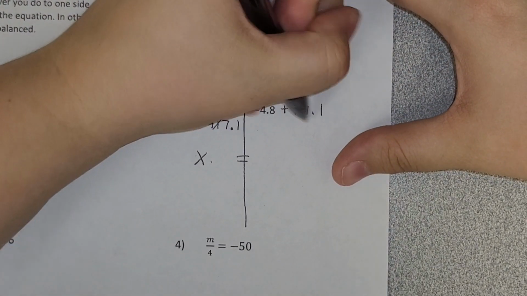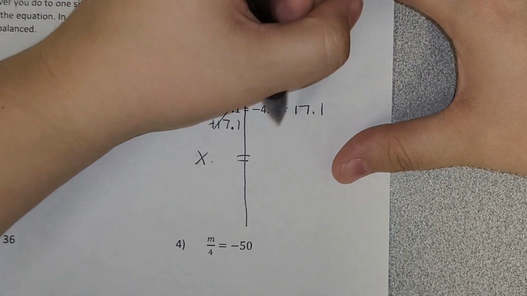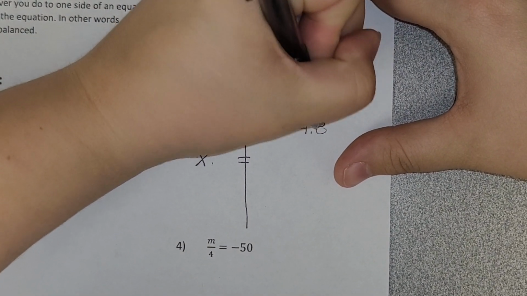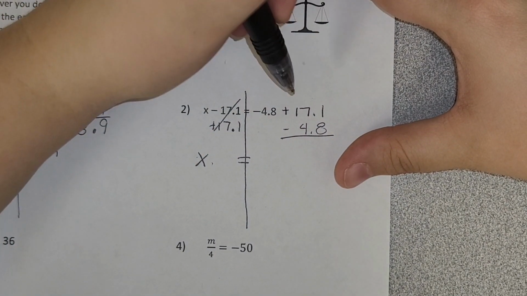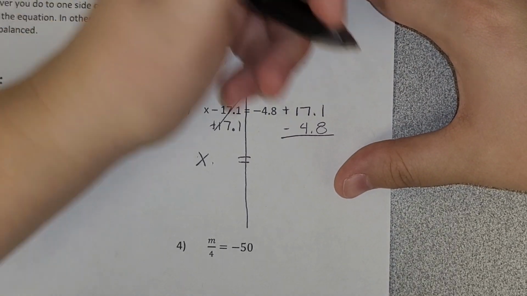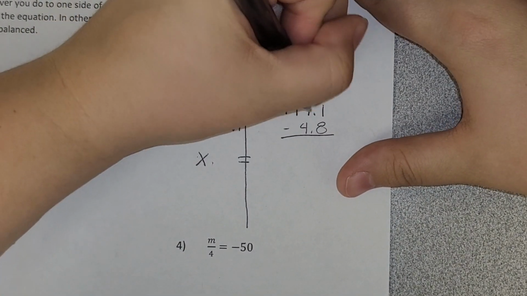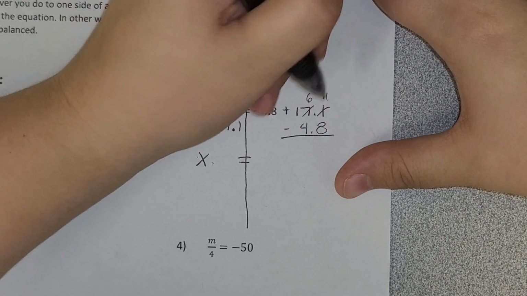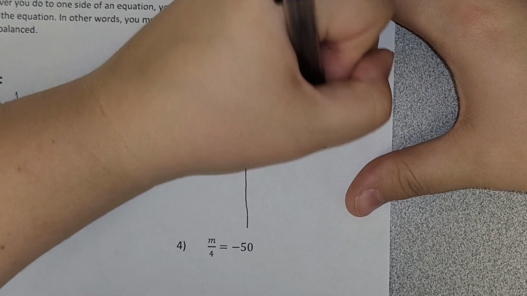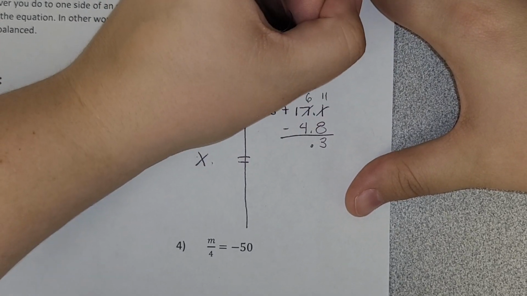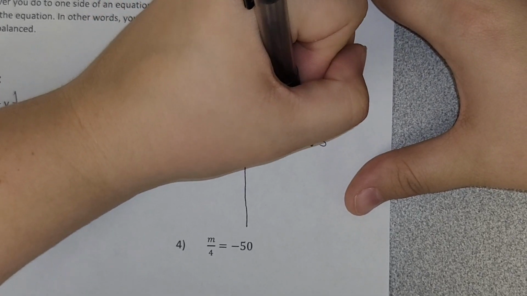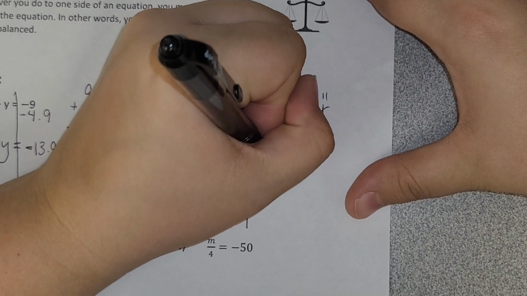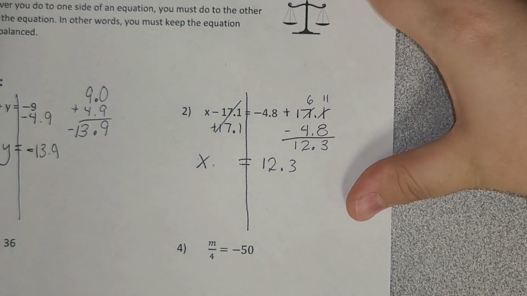So, I have a positive 17.1 and a negative 4.8. So I'm going to subtract 4.8 from 17.1. I know my answer is going to be positive because 17 is larger. 1 can't subtract 8, so I have to borrow. This becomes 6. This becomes 11. 11 minus 8 is 3. Bring down that decimal. 6 minus 4 is 2. Bring down the 1. 12.3. So x is equal to 12 and 3/10.